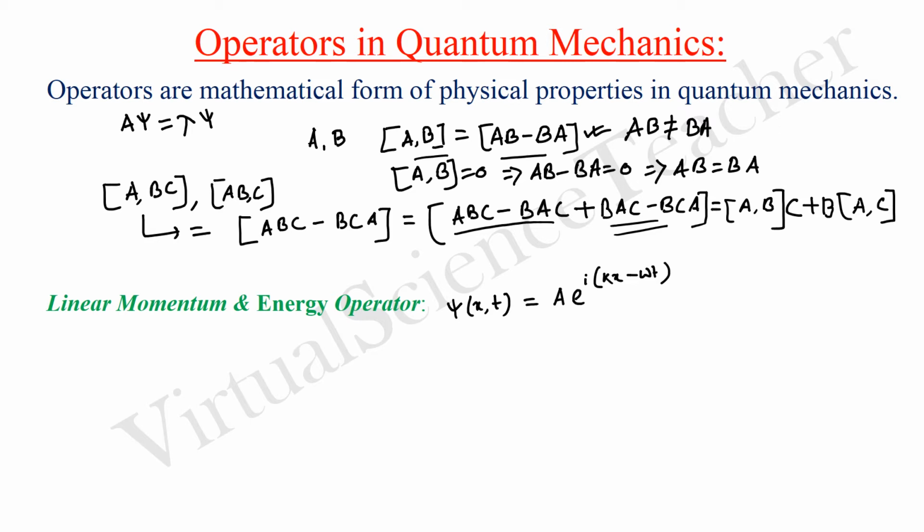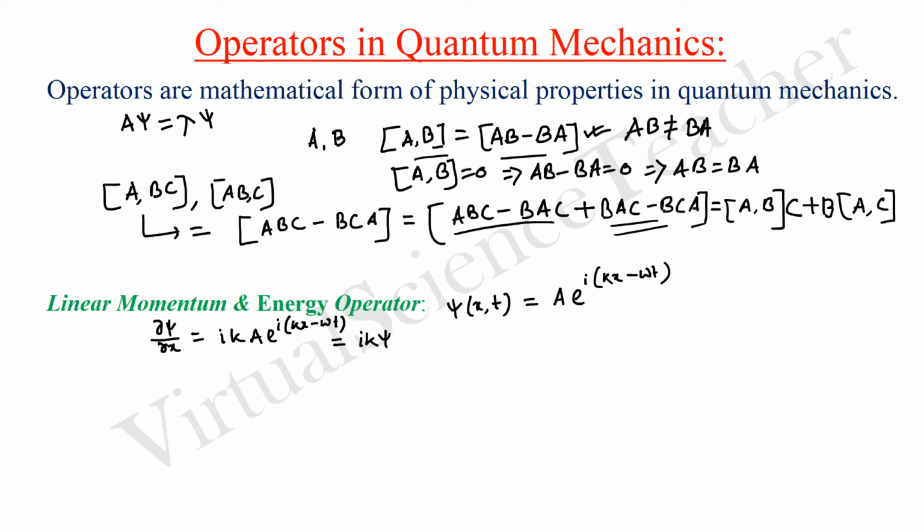Okay, now let's see what happens for the linear momentum case. Actually, we are now doing some differentiation with respect to x. So what happens if we differentiate with respect to x? It will provide us ik A e to the power i(kx minus omega t). That means we can say ik psi.